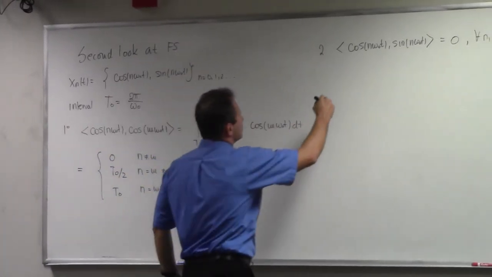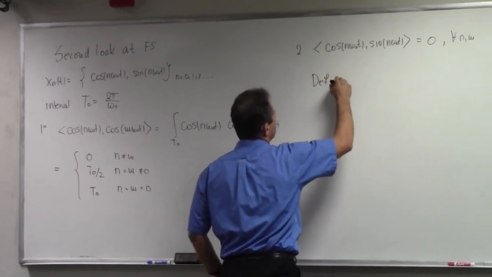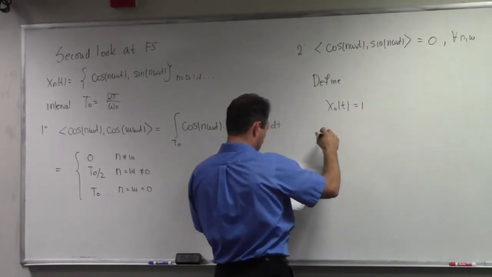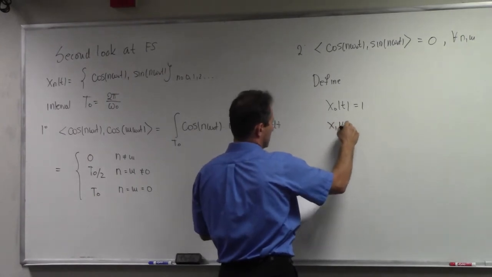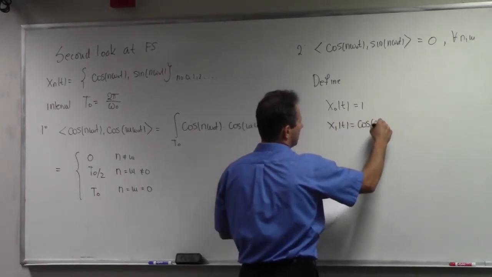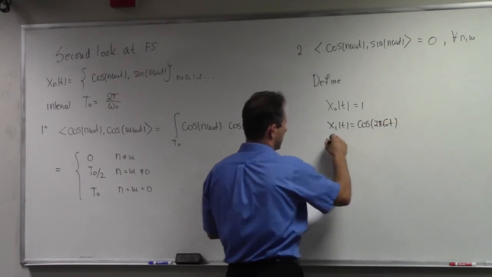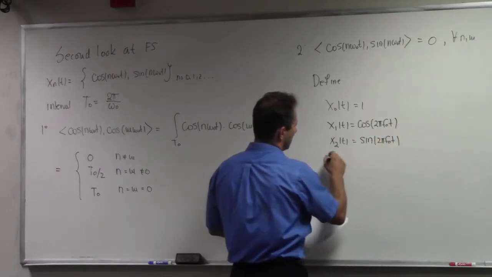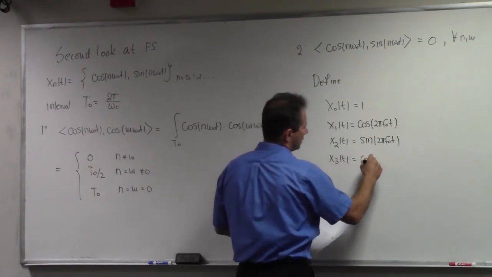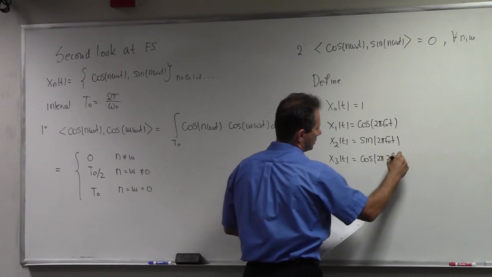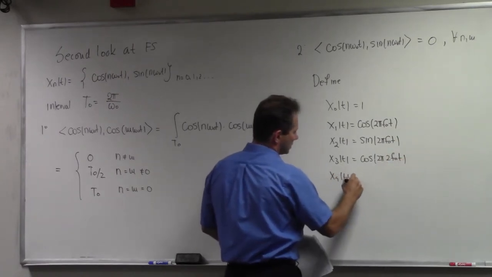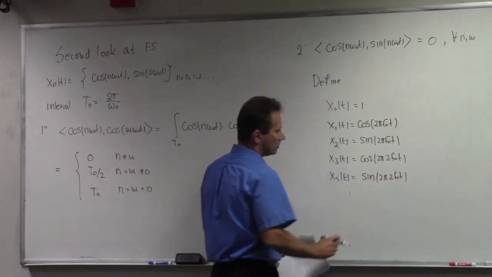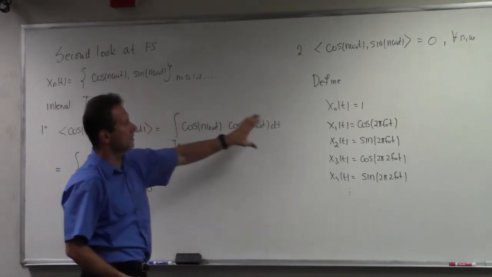So now, let's define the following set of functions. X0 of t is equal to 1. X1 of t is equal to cosine 2 pi f0 t. X2 of t is sine 2 pi f0 t. X3 of t is cosine of 2 pi 2f0 t. X4 of t is sine of 2 pi 2f0 t, and so on. You understand what I'm doing? I'm just taking these functions and writing them out here.